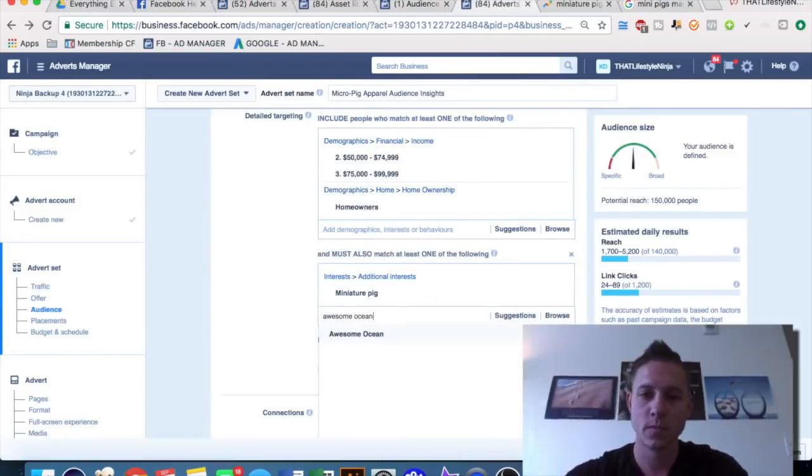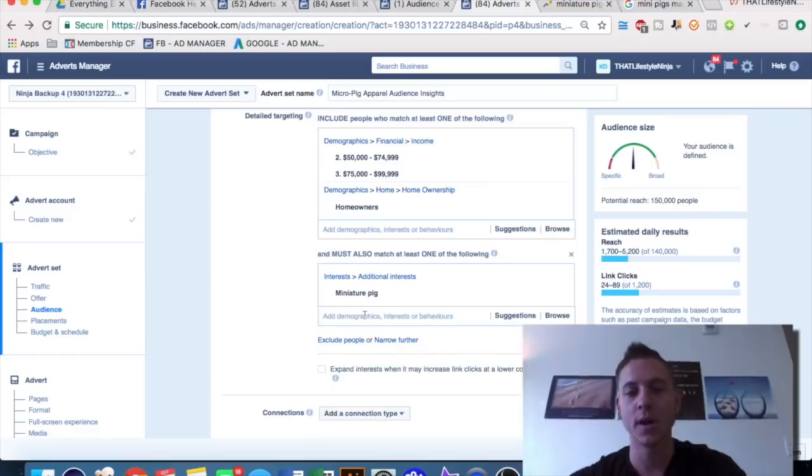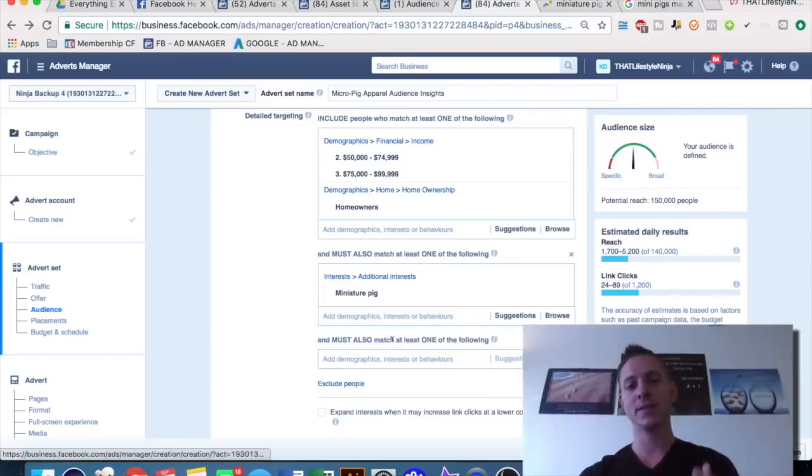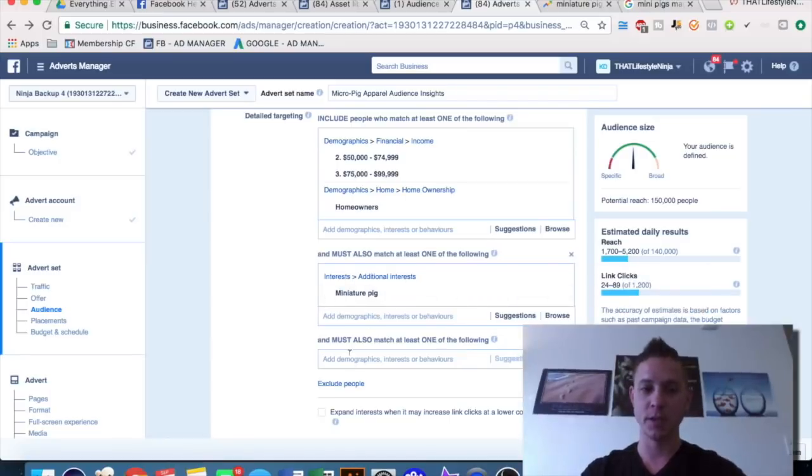Awesome Ocean. Cool, so we do see Awesome Ocean here, but we're not going to put it in this one, right? And why do you think that is? I'll give you a second to think about it, right? Because miniature pig is our most detailed, targeted, narrower interest, right? So we want it to be by itself because we want every single person we show this ad campaign to have expressed interest in mini pigs.